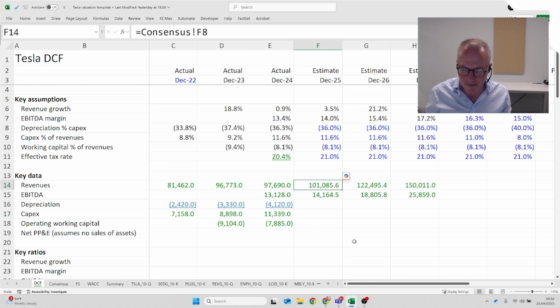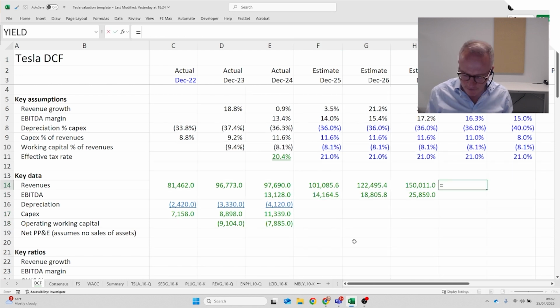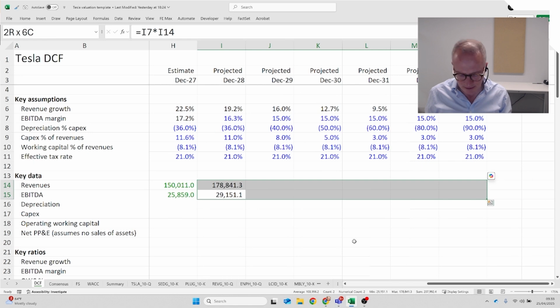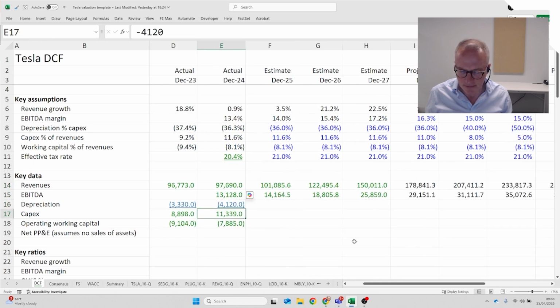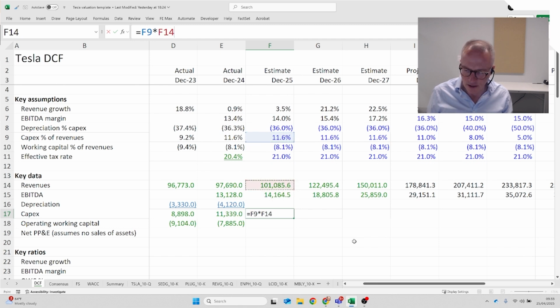So then I'll do my revenue forecast. I'll take my revenue growth and multiply that by last year. Then I'll take my EBITDA margin assumption times the new sales number, and copy that to the end of the forecast, 2033. And then I'll do the same. My CapEx I'll do first. It's a percent of revenues, so I'll take the forecast revenues in that year. And then depreciation is a percent of CapEx. And the operating working capital, I'll take as a percentage of revenue.